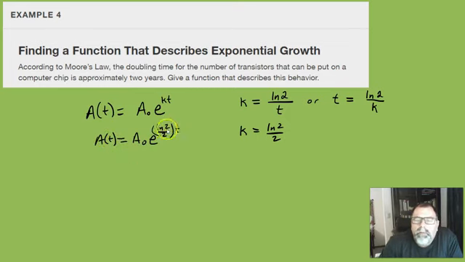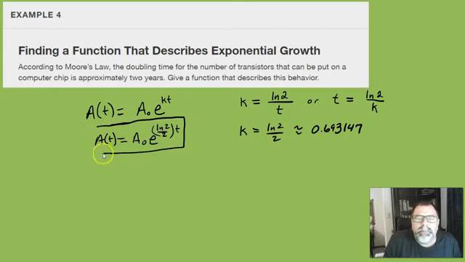Now if you want to get an approximate number for that, let's see what that would be. Okay, so that is about 0.693. If you want a couple more places, it's 0.3466, or so. Okay, so again, depending on what you're doing, sometimes you like more accurate, so you just leave it ln of 2 divided by 2.